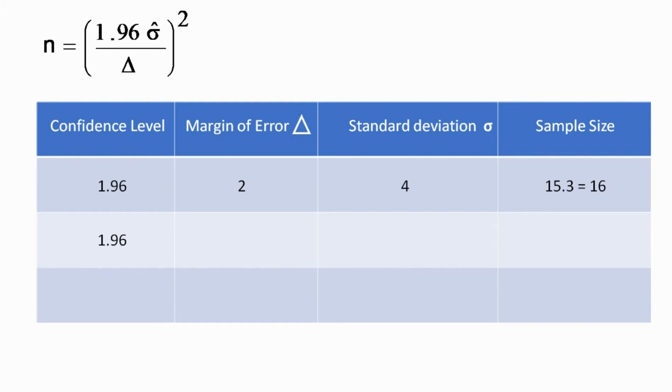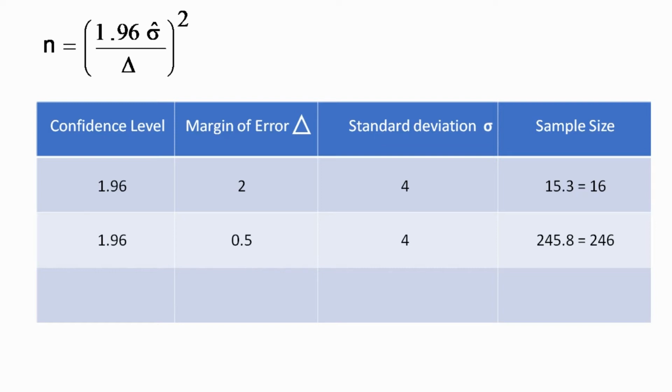Now let us see, the confidence level is 1.96, margin of error is reduced to 0.5, and standard deviation is 4, the same. The sample size is 246. Now if you look at this, if we want to reduce the margin of error, we have to increase the sample size. That is being proven by this equation.